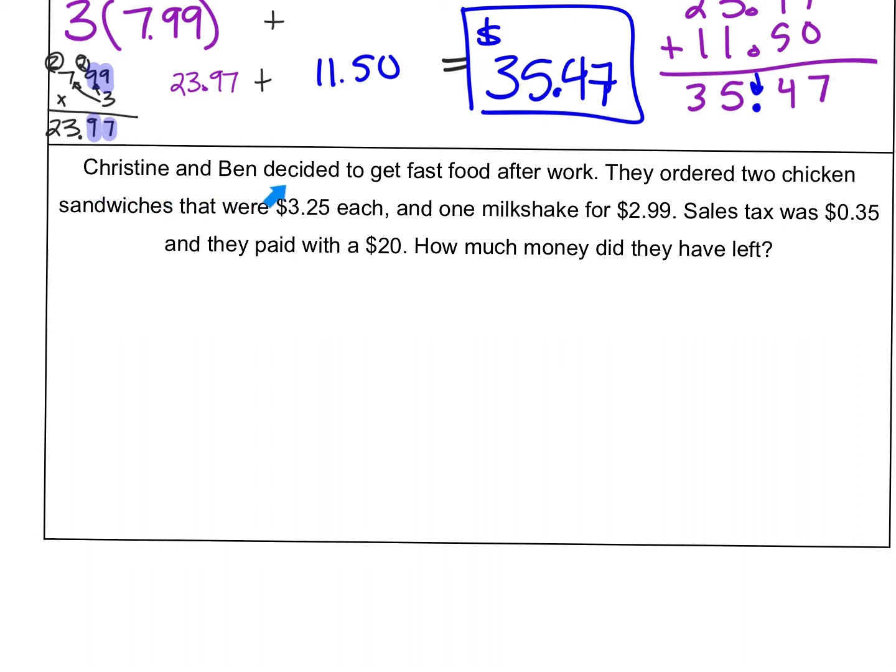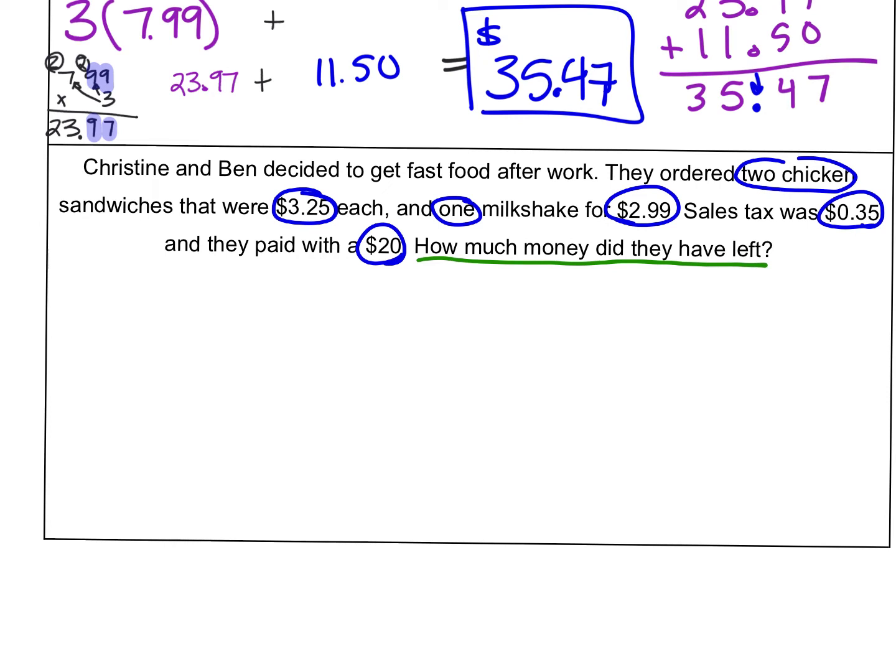So Christine and Ben decided to get fast food after work. They ordered 2 chicken sandwiches that were $3.25 each, and 1 milkshake for $2.99. Sales tax was 35 cents, and they paid with a $20 bill. And we want to know, how much money did they have left?